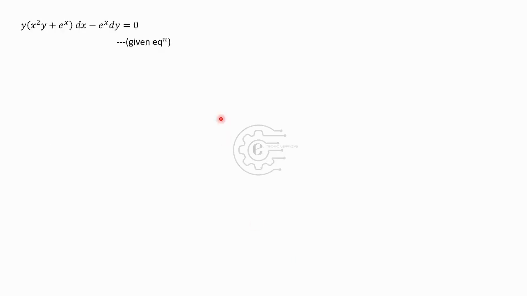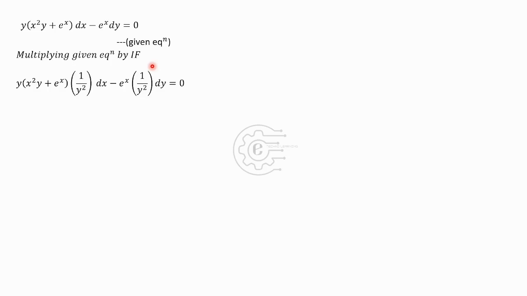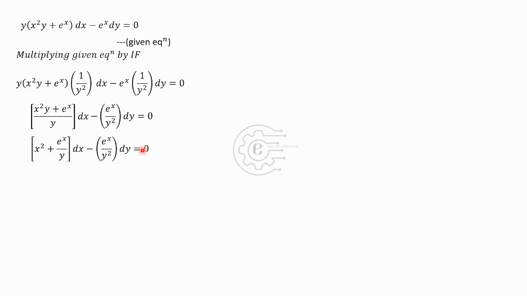So let us multiply the given equation with this integrating factor. So here we will write x square y plus e raised to x upon y into dx minus e raised to x upon y square into dy equal to 0. Let us simplify it further. So we write x square plus e raised to x upon y into dx minus e raised to x upon y square into dy equal to 0. Now this equation is exact.